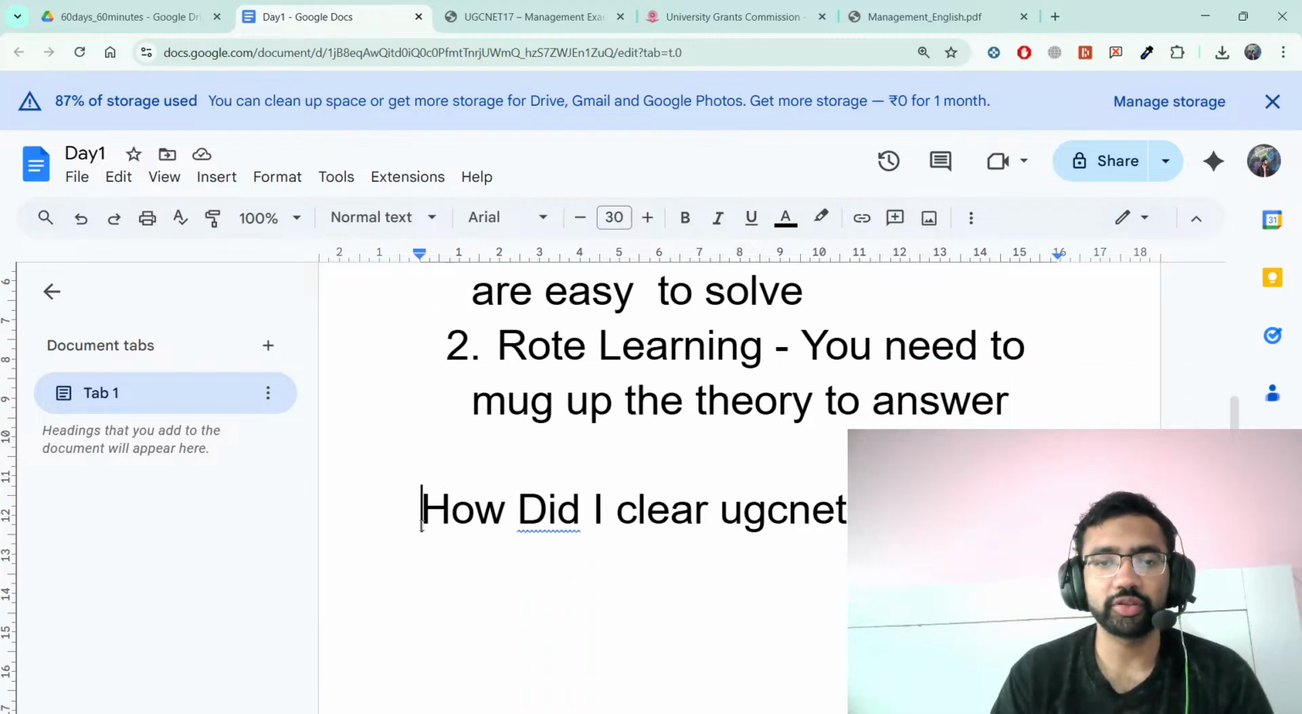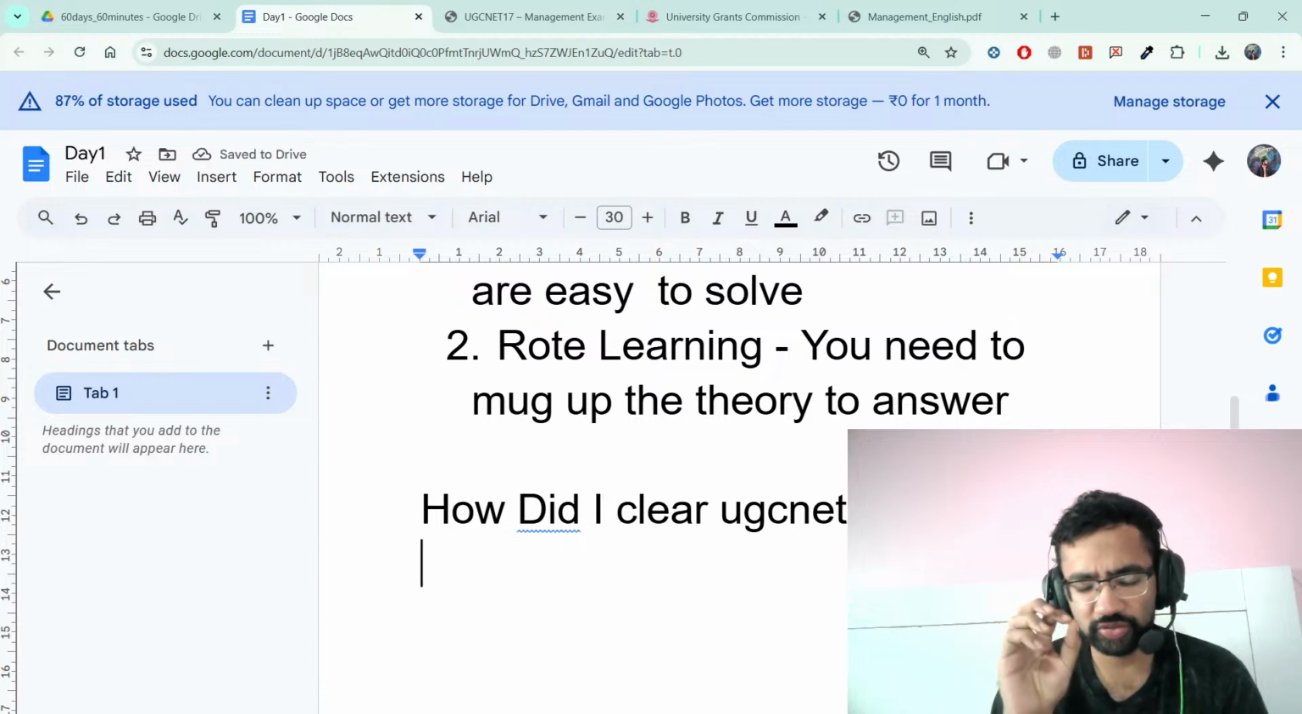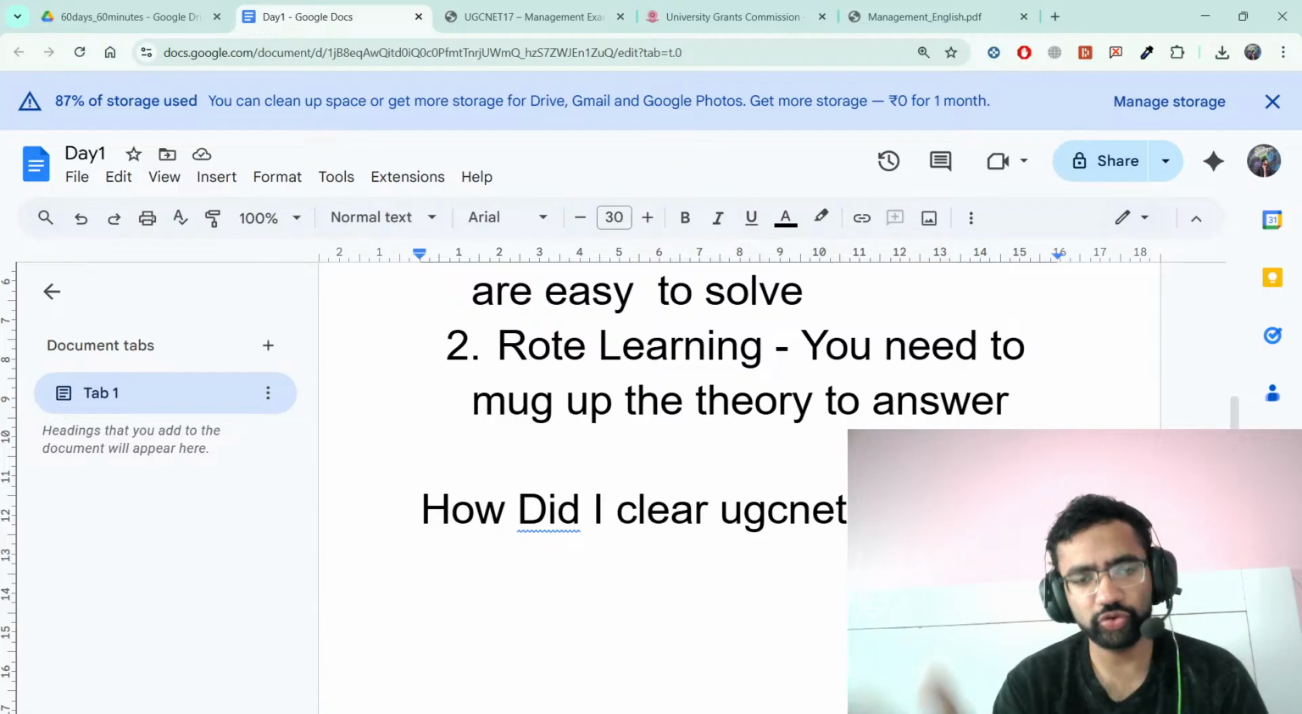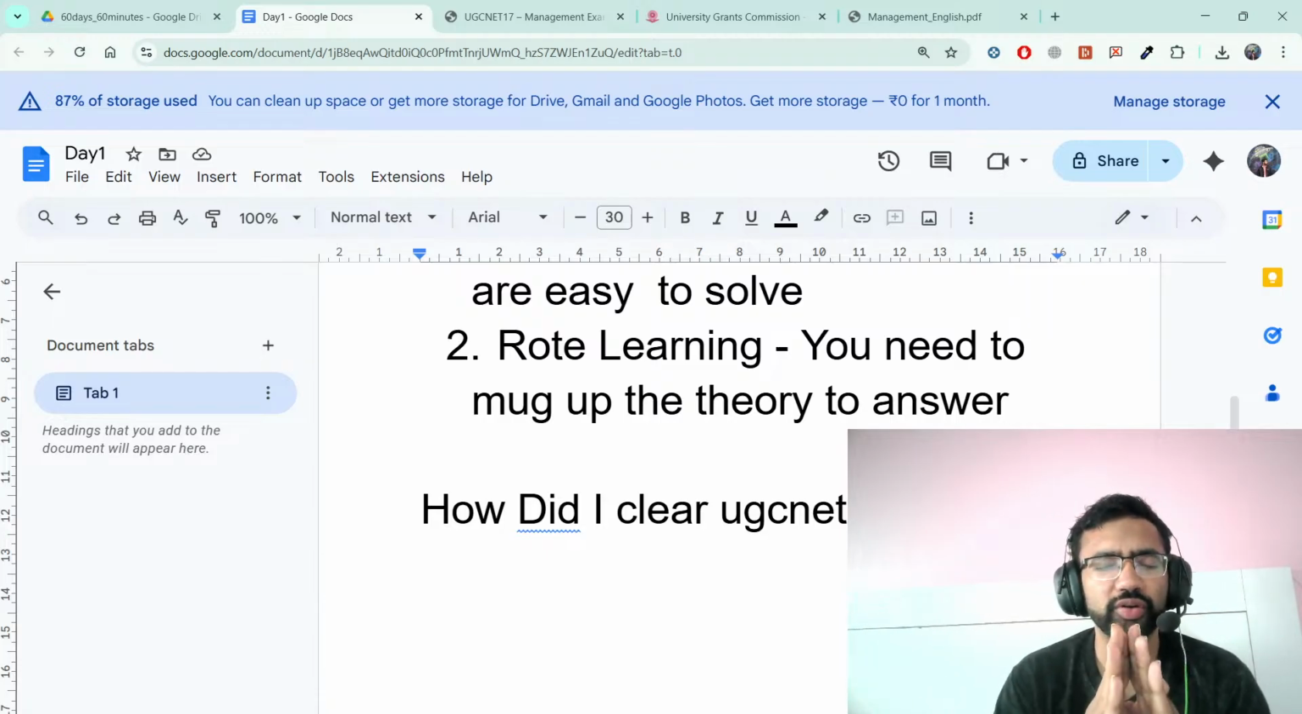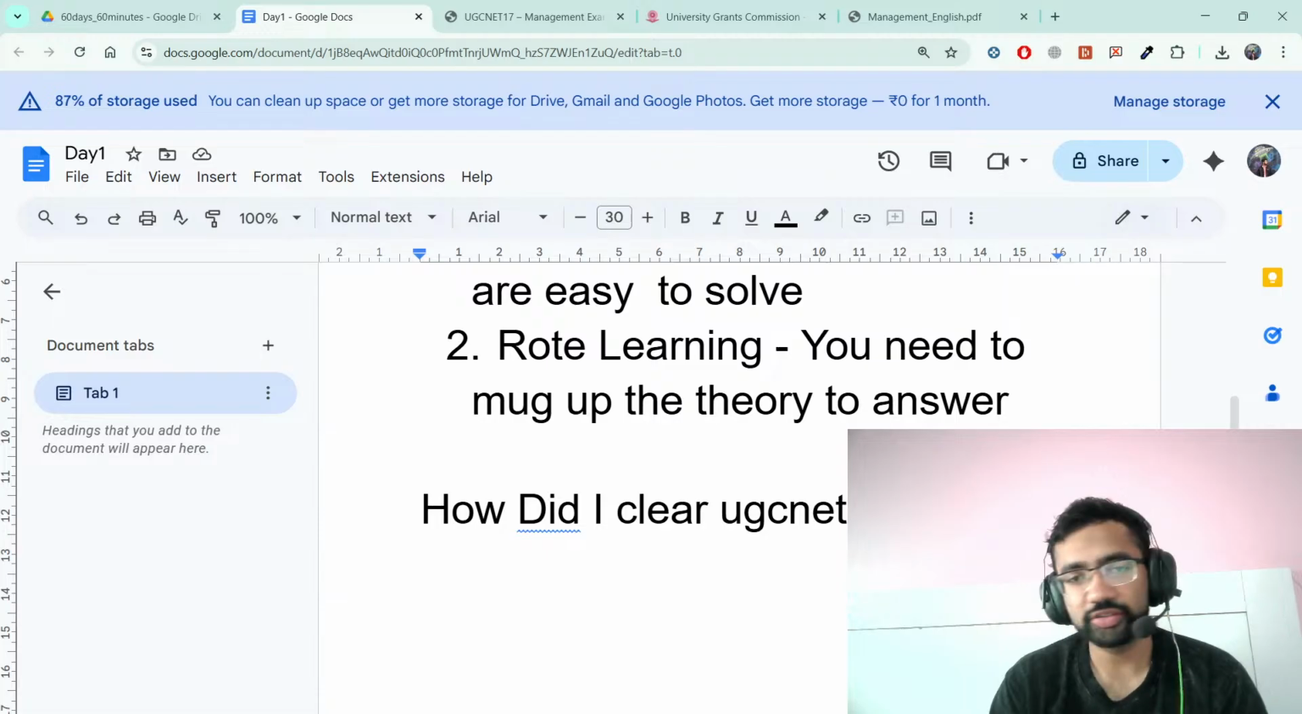Okay, now the question, how did I clear UGC NET examination? I'll give you the simplest trick that worked, which will work for you as well. If you say I do not want to spend one single rupee and I want to clear the exam, this is how I did it, this is how you can do it too. I haven't subscribed to any classes to clear this exam.